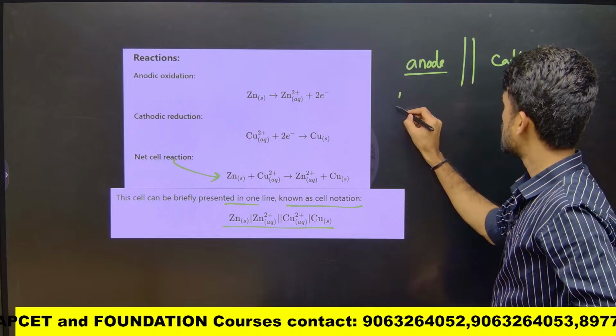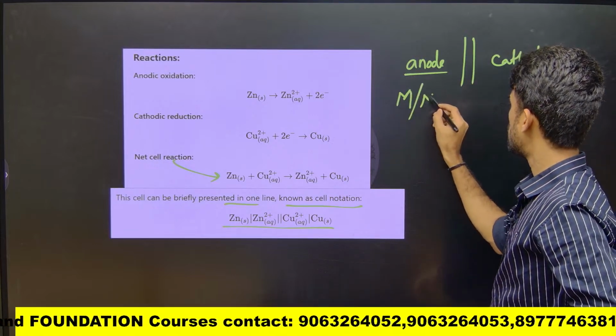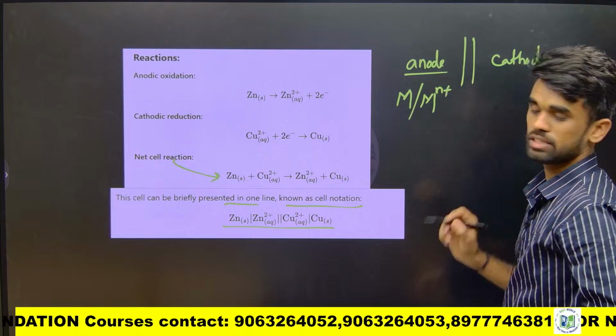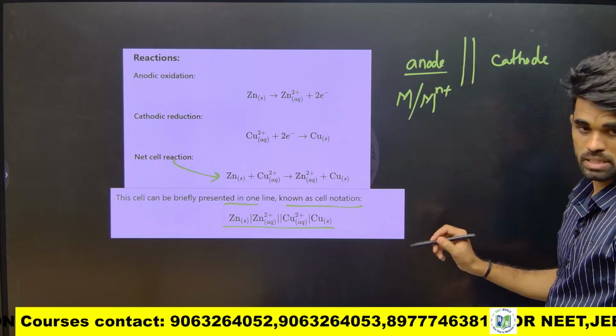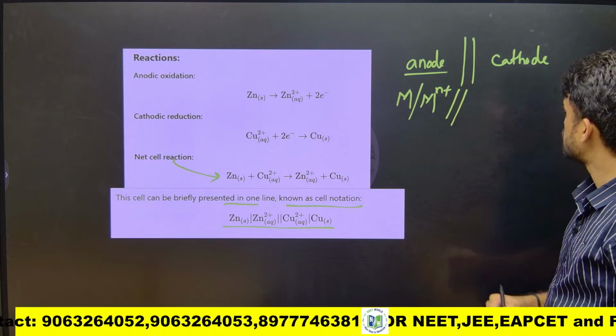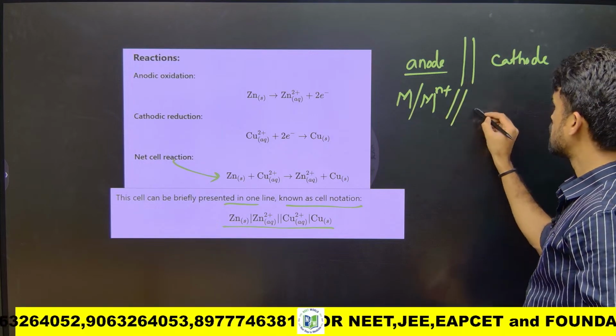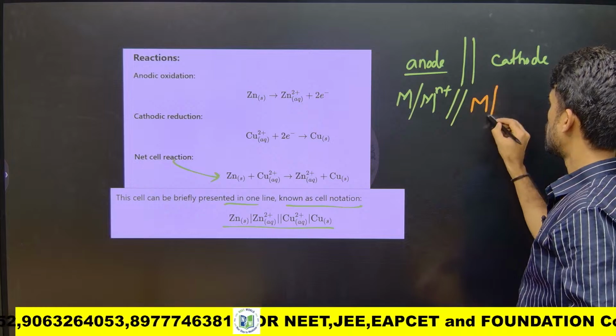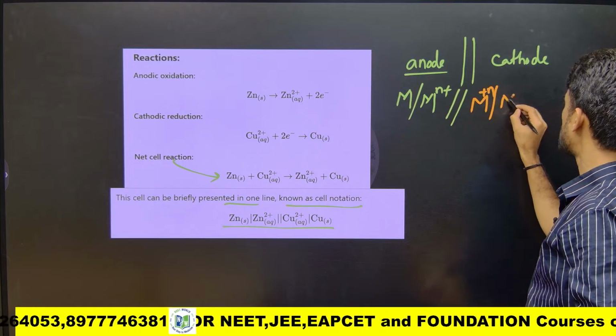So metal converts into metal ion like this. Okay, like this you need to represent. Now the double slash, what does this represent? Salt bridge. After this, what happens? Metal ion converts into the respective metal.